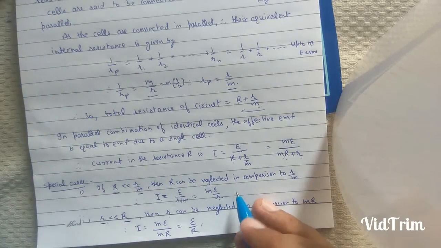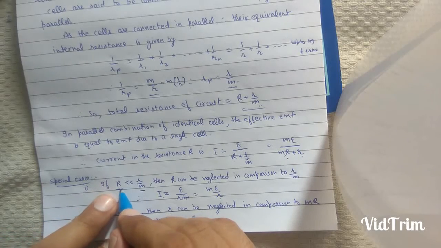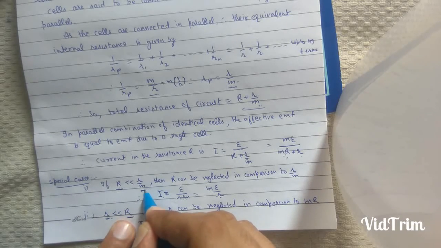Therefore, in parallel combination of cells, the current drawn is maximum when the external resistance is very small in comparison to the total internal resistance of cells in parallel combination.